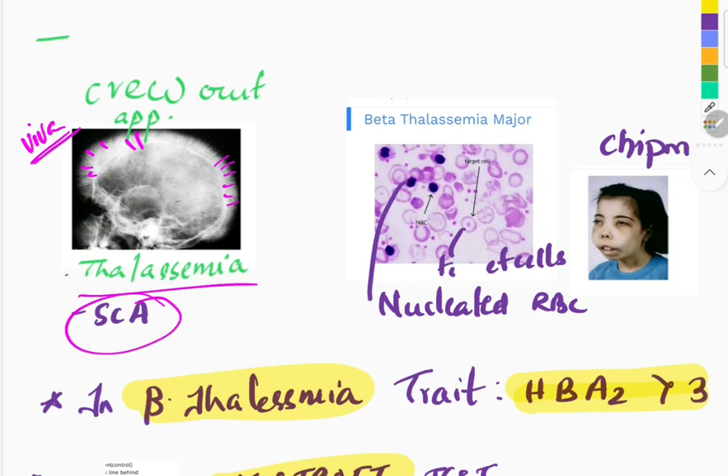They will give you an X-ray like this, then they will definitely ask what is the appearance. So you must say crew cut appearance of the skull. Okay, you got one mark. Very good, one mark. Now they'll ask you why it happens, okay? So most people will say only, sir, it is thalassemia. But you should also say, sir, it is sickle cell. It could be sickle cell anemia. It could be thalassemia, okay?